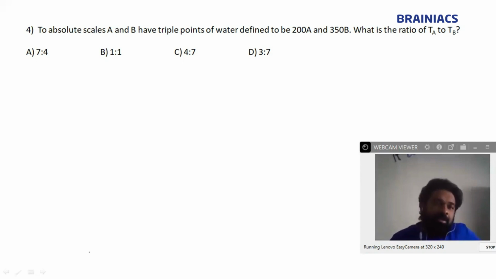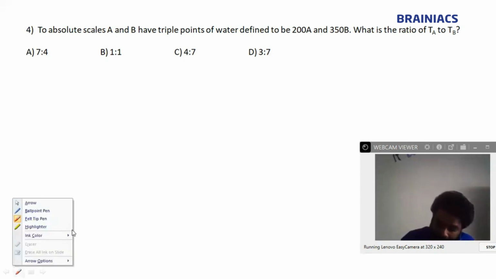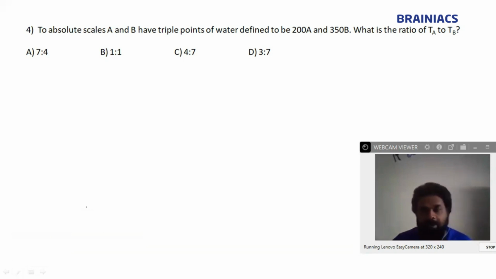Here they are mentioning two absolute scales, A and B. So this is not Celsius or Kelvin, but two scales which are A and B. We do not know about those scales in detail, but they have said that in those scales, triple points are at 200A and 350B. We need to find the ratio of TA and TB. So how to do this problem? You can pause the screen and try it yourself.